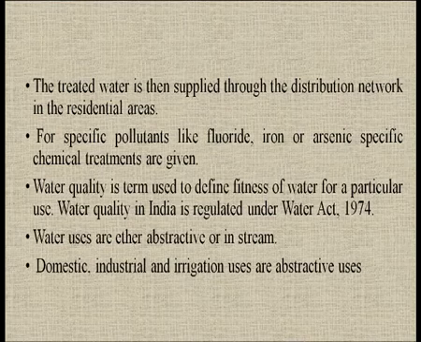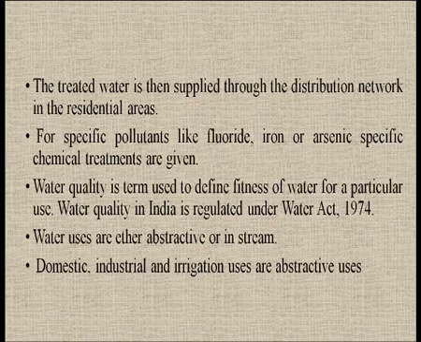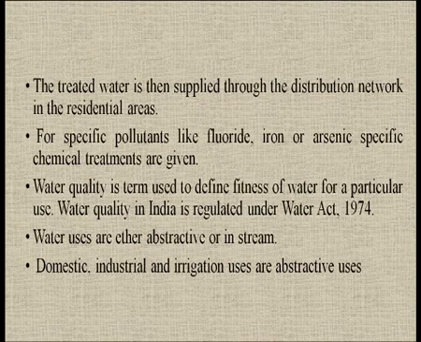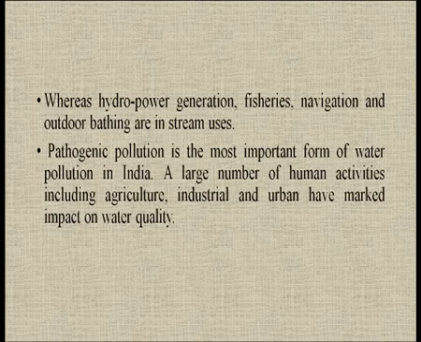For specific pollutants like fluoride, iron or arsenic, specific chemical treatments are given. Water uses are either abstractive or in-stream. Domestic, industrial and irrigation uses are the abstractive uses, whereas hydropower generation, fisheries, navigation and outdoor bathing are in-stream uses. Pathogenic pollution is the most important form of water pollution in India. A large number of human activities, including agriculture, industrial and urban, have marked impact on water quality.